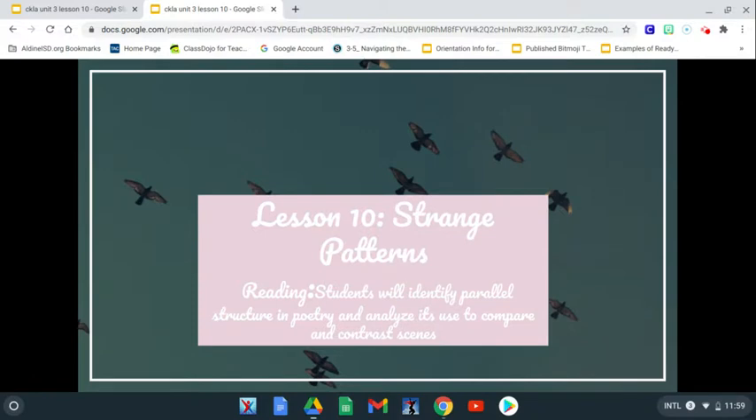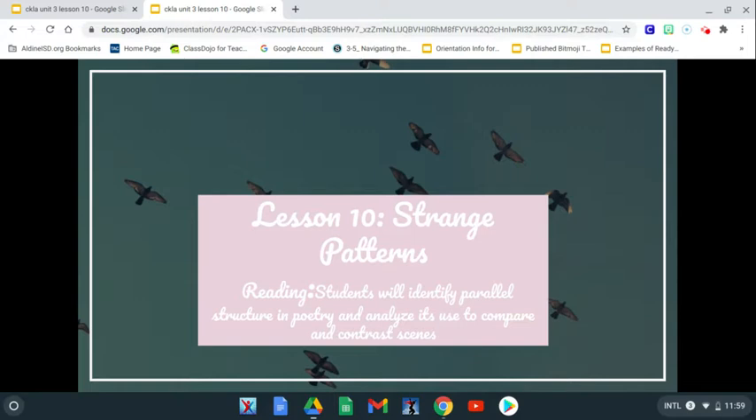So, this is our day 10 into our Unit 3 poetry unit. I hope that you've been enjoying these different journeys through poetry and learning all these different elements and aspects it has to the unit of poetry, right? So today, as we go into our reading, we're going to be able to identify parallel structures, so structures that are the same in poetry, and also be able to analyze using compare and contrast. And we know what those two words mean. Compare and contrast, right? So we're going to be able to compare and contrast the scenes in our poem today.